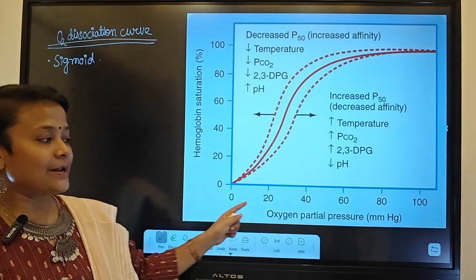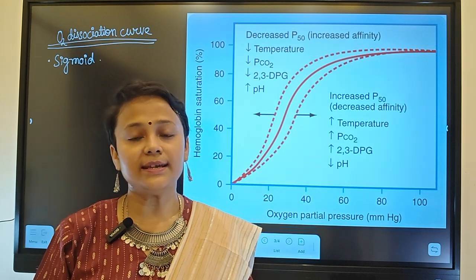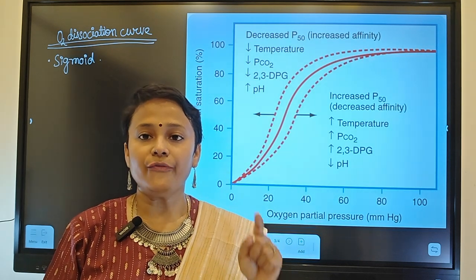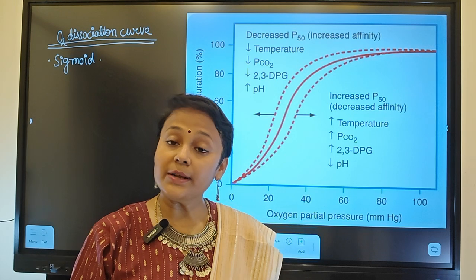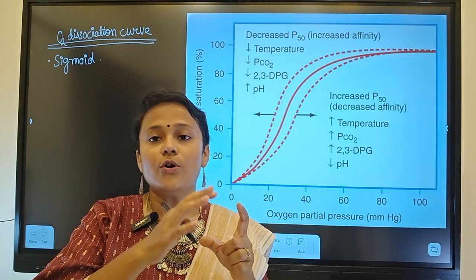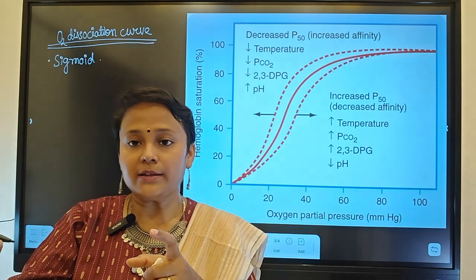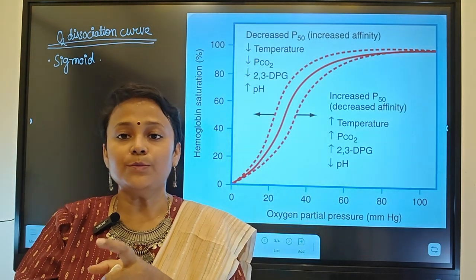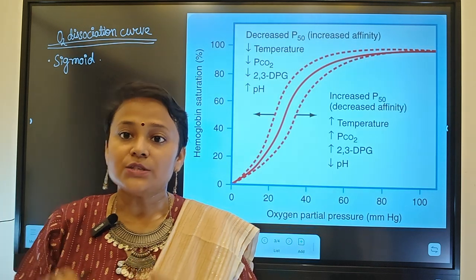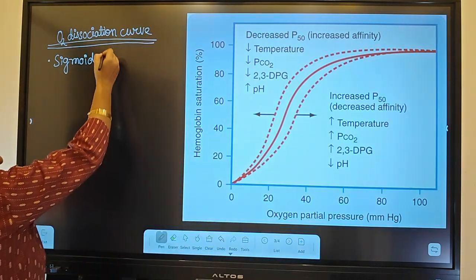Now think that if the partial pressure will increase, the saturation also will increase. So why is it not linear? Why is it sigmoid? It is due to the cooperative binding of oxygen towards hemoglobin. Cooperative binding means, suppose in a molecule of hemoglobin, if one molecule of oxygen binds, then this will lead to more affinity of oxygen towards the hemoglobin. Means the second molecule of oxygen will bind to the hemoglobin more easily or quicker. So this kind of binding is called cooperative binding, and that's why it is sigmoid.